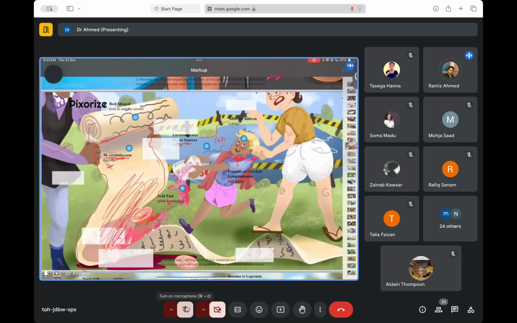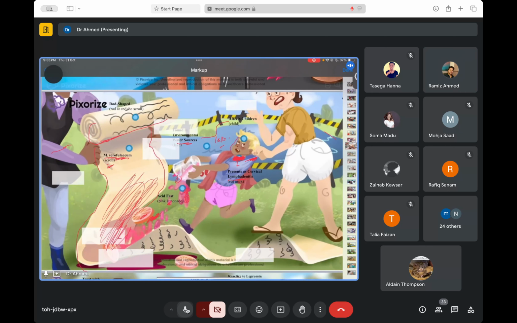As we can see, there is a scroll, which suggests that it's Mycobacterium scrofulaceum. It is a rod-shaped bacteria, and it is acid fast because of the pink lemonade. It generally affects children. Its natural source is water, like a freshwater lake, and it causes cervical lymphadenitis.